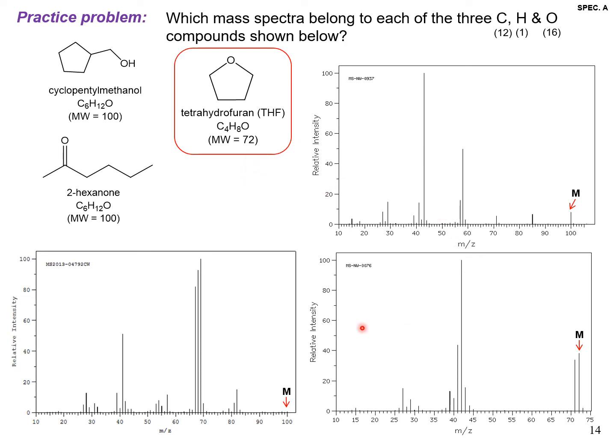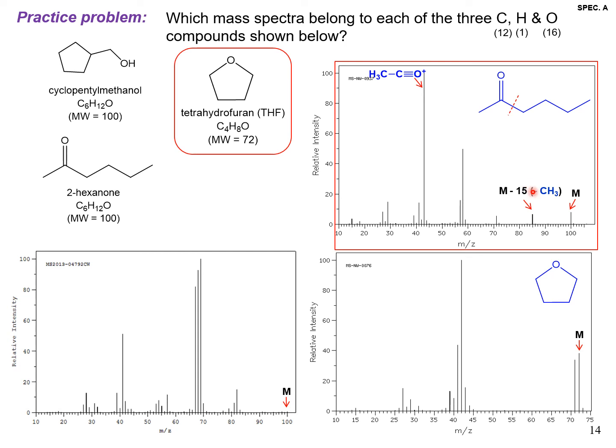In each of the spectra, the M peak, the molecular ion, is indicated. This has a molecular ion of 100, this at 100, therefore their masses are 100, and this is at 72. So therefore, this has to be THF. What about this one? It has a molecular ion at 100, so it has to be one of these 2. Now you have to use some information that you have already seen about common fragments lost and fragmentation of alcohols and ketones.